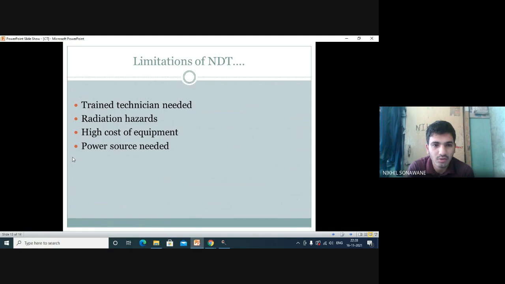Then limitations of NDT methods are some like trained technicians are needed for this, as it is modern and advanced technology, radiation hazards like we have seen in gamma ray technology, health issues, high cost of the equipment, as these are modern advanced technology equipment, so cost will automatically be high. Then power sources are needed for some methods to operate.